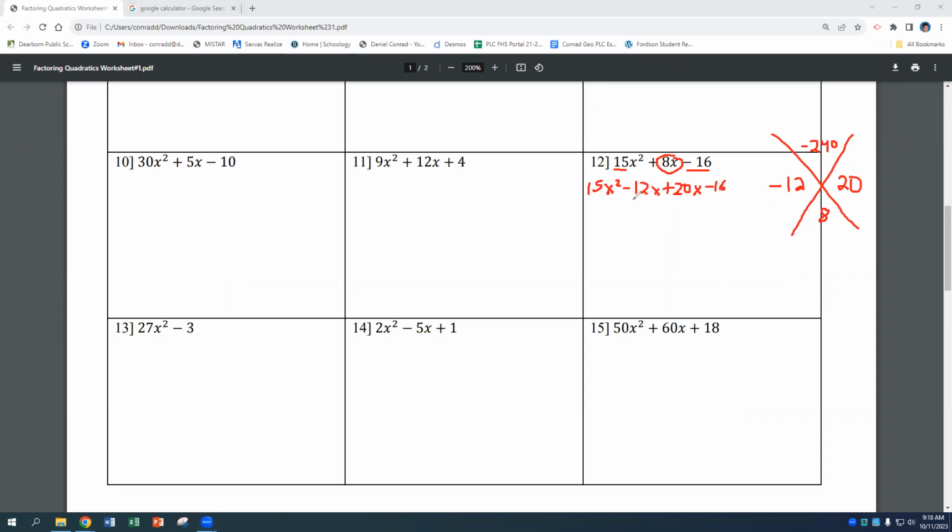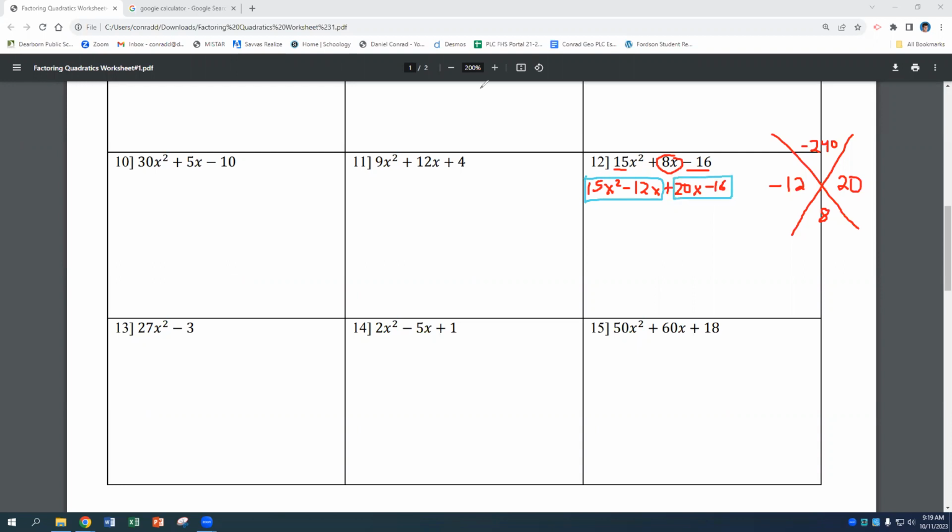Right, and I think we can agree negative 12x plus 20x gets us back to our original 8x. So we haven't changed the question at all. We've just expanded out 8x into negative 12x plus 20x. Okay, now we're going to factor the first two terms and the last two terms. So we're going to factor out the first two terms. Right, and then we're going to factor the last two terms.